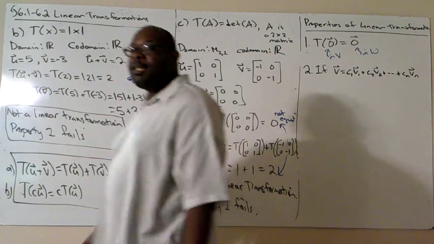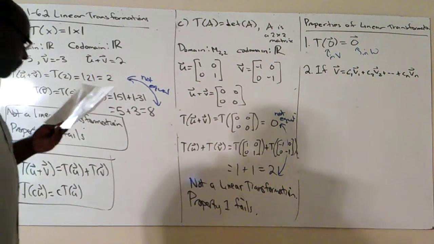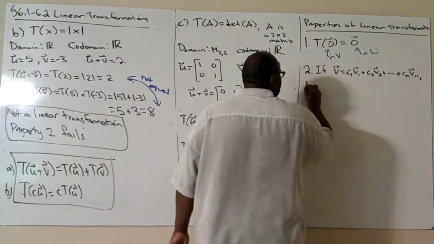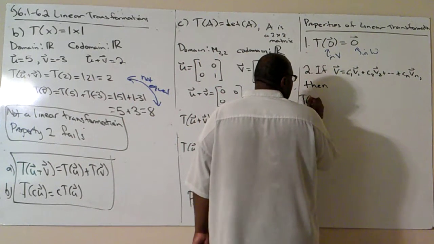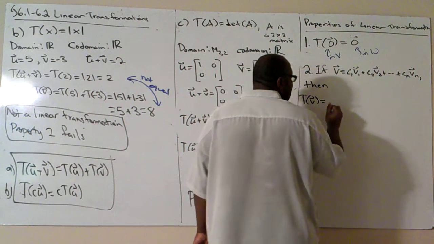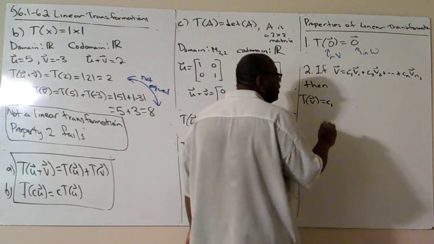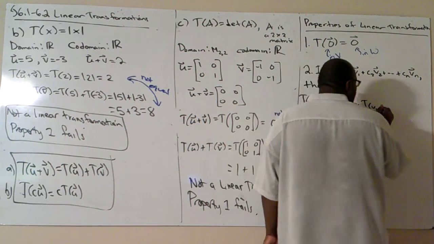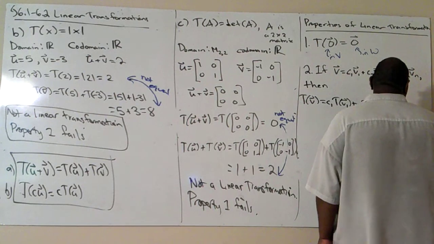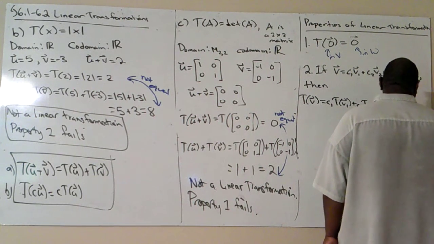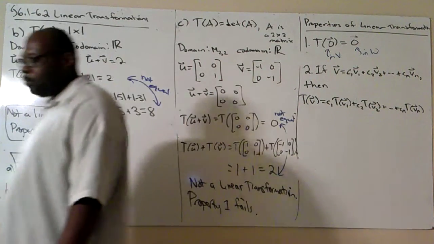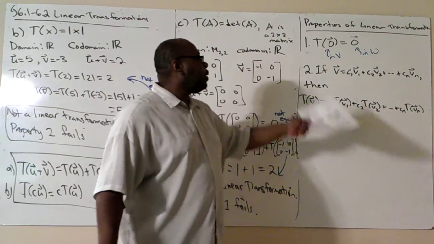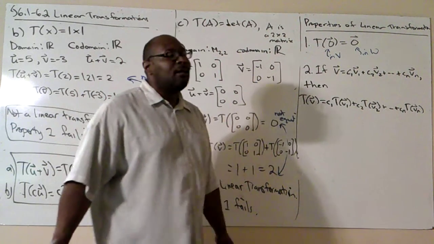So V is equal to some linear combination of vectors v1, v2 through vn. Then T of V is also a linear combination: c1 times T of v1 plus c2 times T of v2 plus cn times T of vn. So essentially I can take the transformation of each one of those particular vectors and multiply them by their scalars, and that would be the transformation of the vector V.